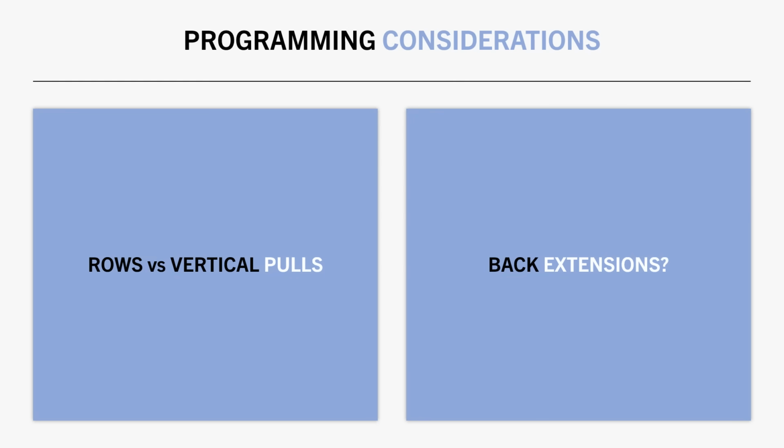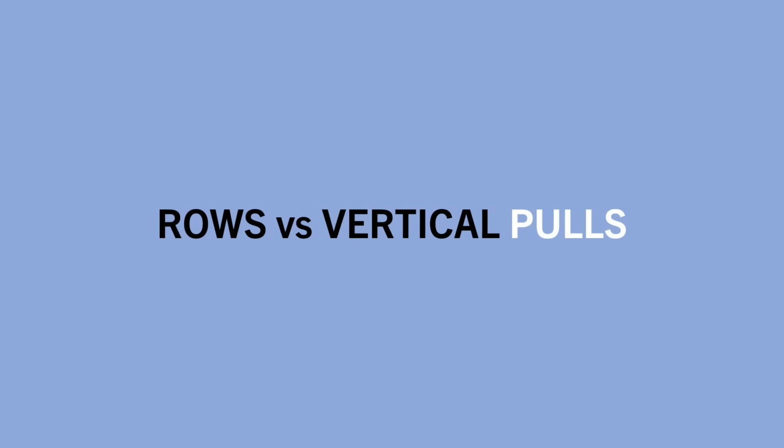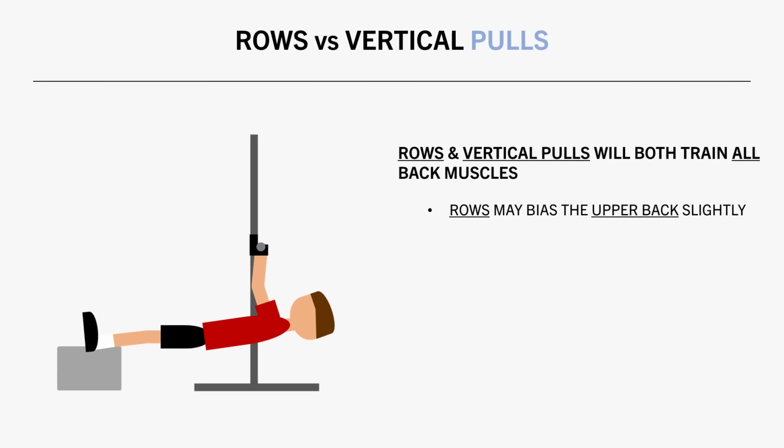There are two unique considerations I can think of relevant for back training. The first is for the use of rows versus vertical pulls in our training program. Essentially, both exercise types are going to train all our back muscles to some extent. However, based on our understanding of anatomy, rows are probably going to bias the upper back a little more, while vertical pulls will bias the lats a little more.